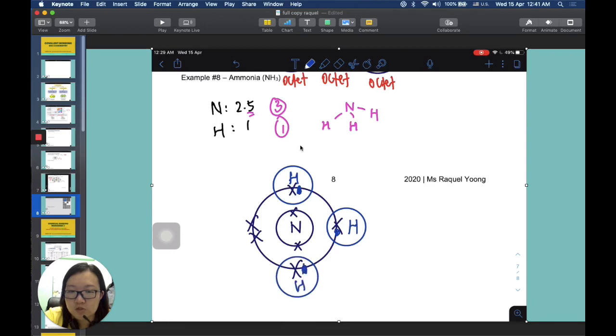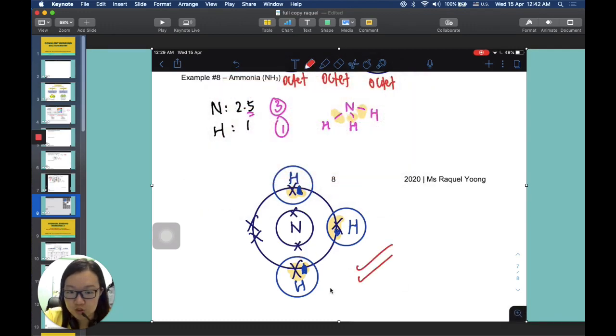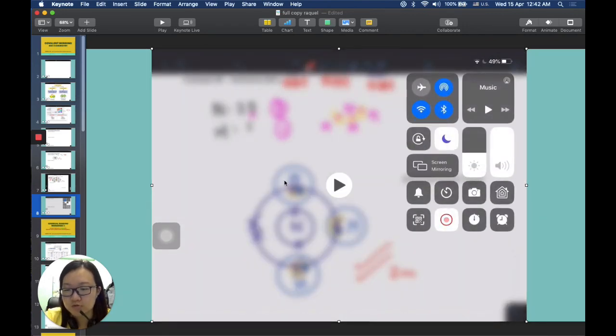This pair of electrons is this bond. I'm highlighting for you. This pair of electrons is this bond. This pair of electrons is this bond. This pair of electrons is this bond. That's why it's NH3. So octet around nitrogen, duplet around hydrogen. Very stable. So that is your final answer.